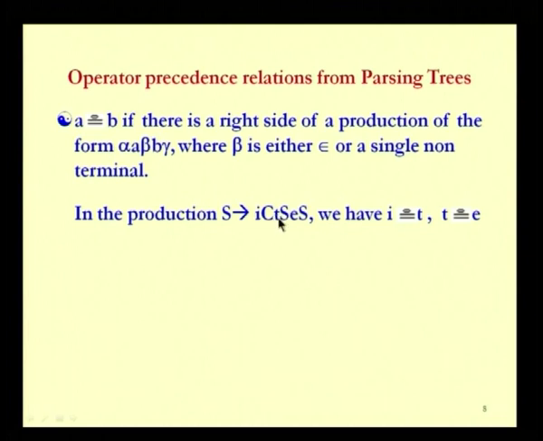So, two terminals I and t are separated by C. So, I and t are equal. t and e are separated by S. So, t and e are also equal. This is how we are identifying the equal relation.